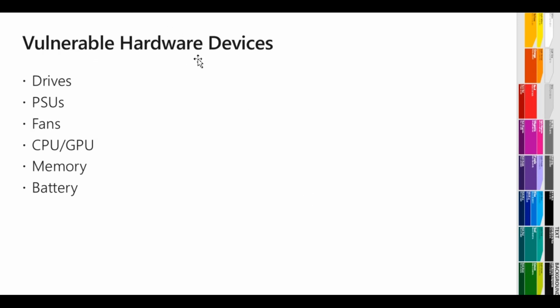So, vulnerable hardware devices: we have some drives such as USB drives, CD drives, power supply units, and fans. There are many fans running inside laptops and desktops. CPU and GPU are also very important, the central processing unit and graphical processing unit. We looked at them in Task Manager, right? Processor and GPU.